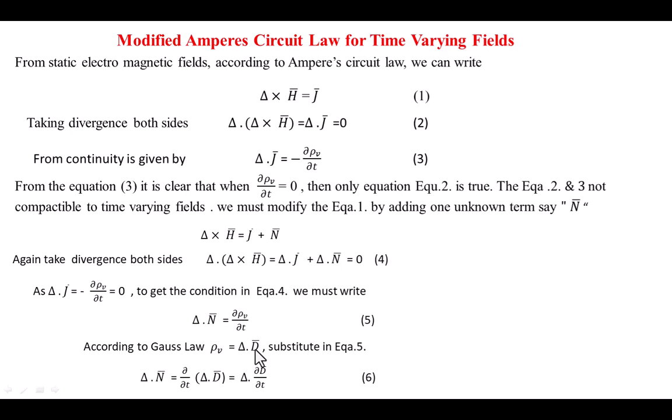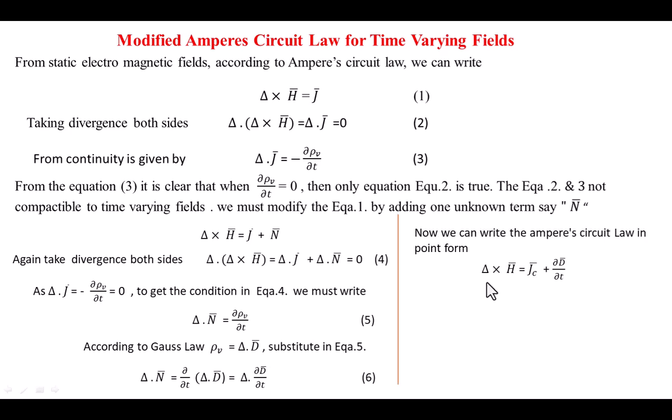D bar is nothing but the electric flux density. So in place of rho v in equation 5, substitute this quantity and simplify. We get the divergence of N bar equals divergence of dou D bar by dou t. Both sides have divergence, so remove the divergence, then N bar equals dou D bar by dou t. Now substitute the N bar value, so we get curl of H bar equals Jc plus dou D bar by dou t.